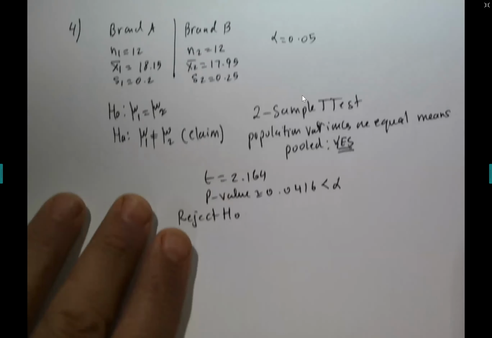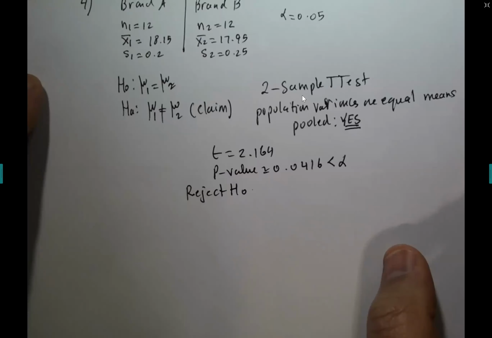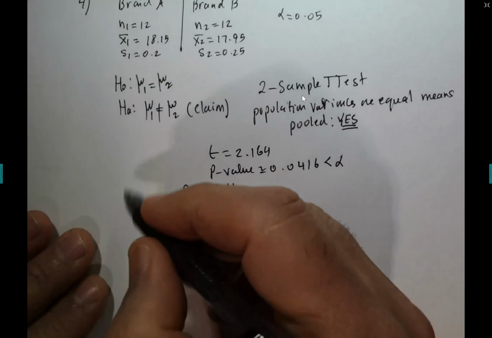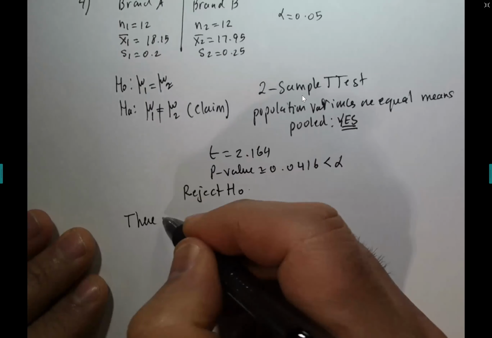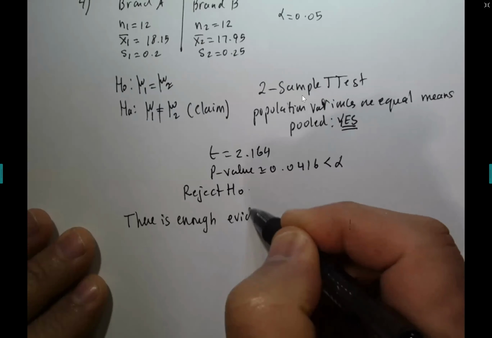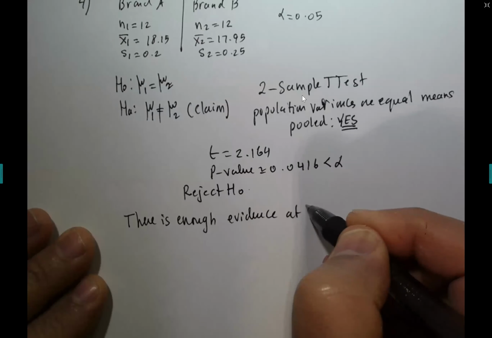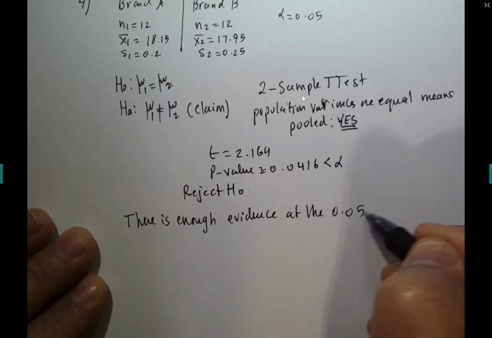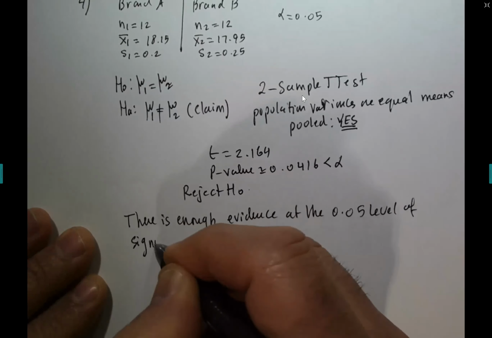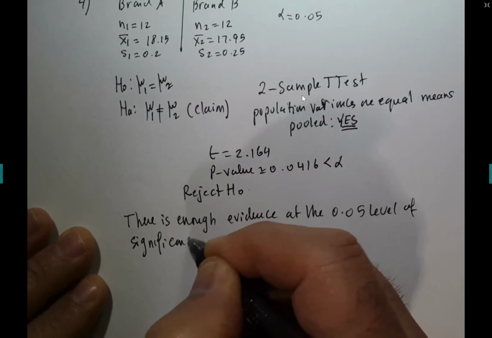If you reject H0, guys, and your claim is in HA, you support the claim. As simple as that. So there is enough evidence at the 0.05 level of significance to support the claim.